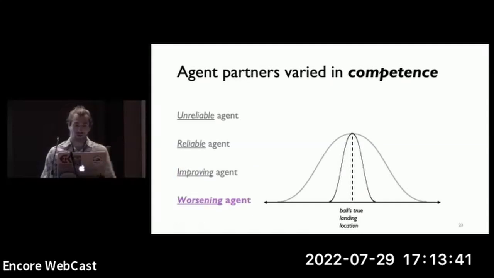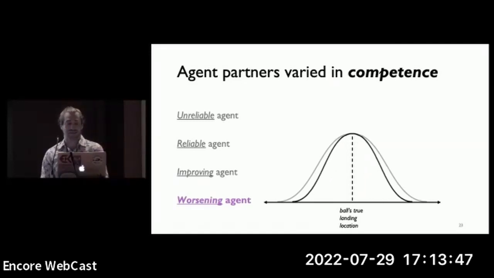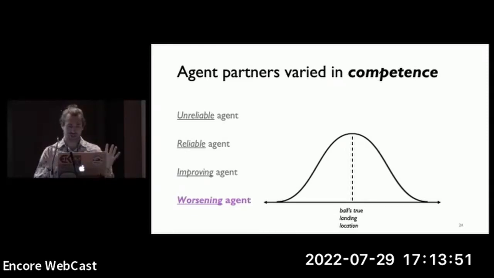And then finally, we have a worsening agent, which is identical to the improving agent, but in the opposite direction. So it starts out performing like the reliable agent, but by the end of the experiment, its behavior matches the unreliable agent. So in addition to surfacing the role that changes in ability play in people's collaborative behavior here, these agents raise kind of an interesting puzzle, which is how much do first impressions matter?